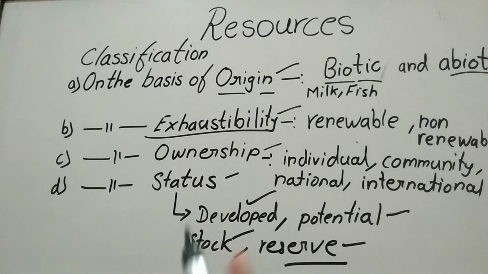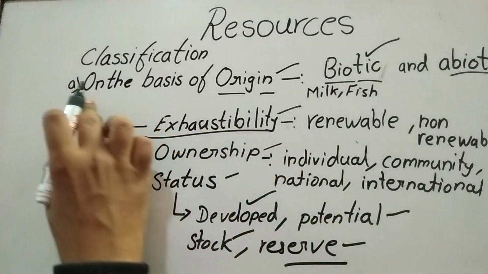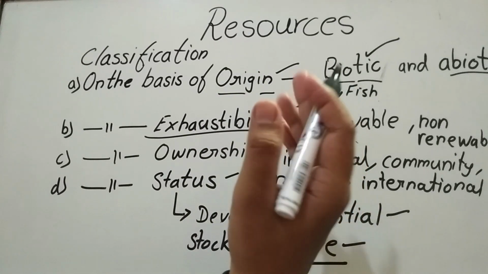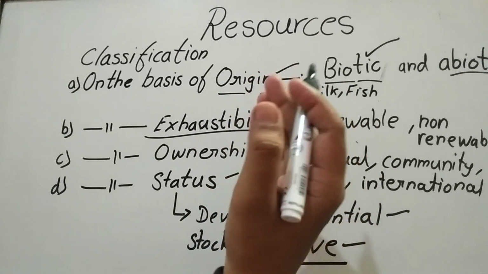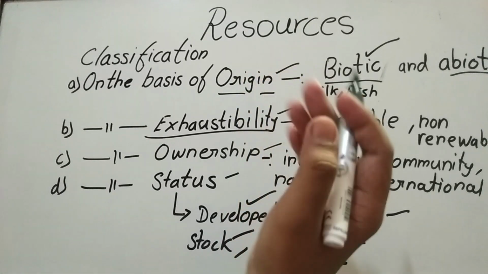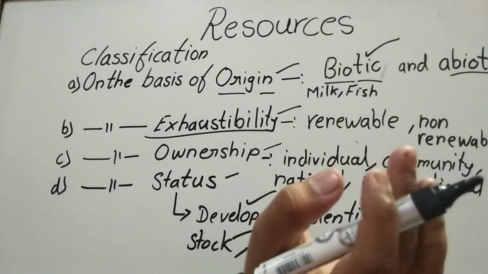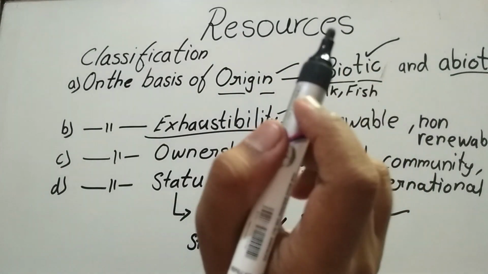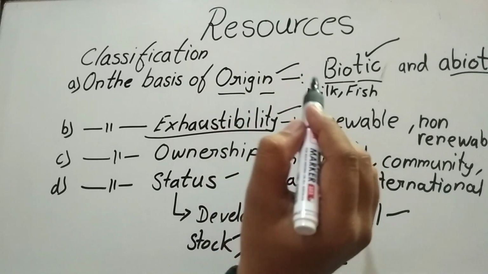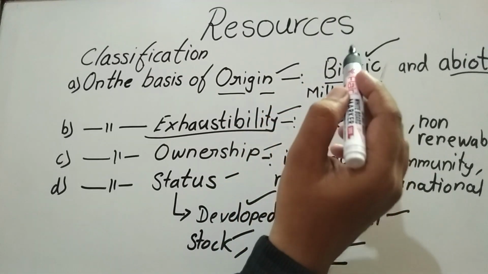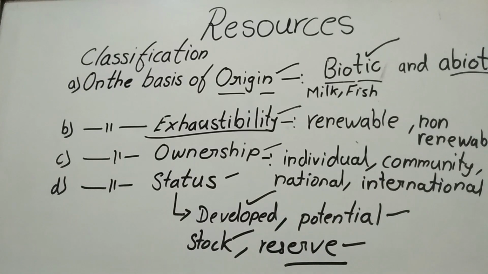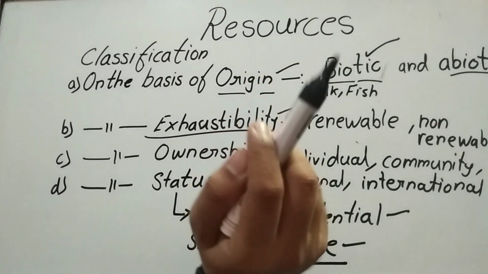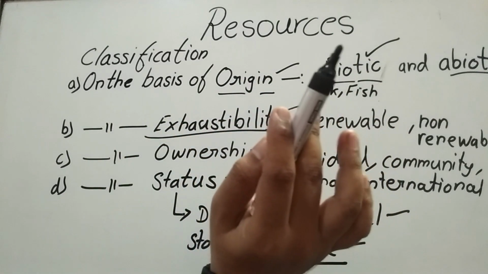Coming to the first classification, biotic, on the basis of origin. These are obtained from the biosphere and have life, such as human beings, flora and fauna, fisheries, livestock, etc. सारे प्रोडक्ट जो लिविंग बीइंग से हमें मिलते हैं उन सारे प्रोडक्ट को बायोटिक प्रोडक्ट कहते हैं. And those products are further grouped on the basis of origin.